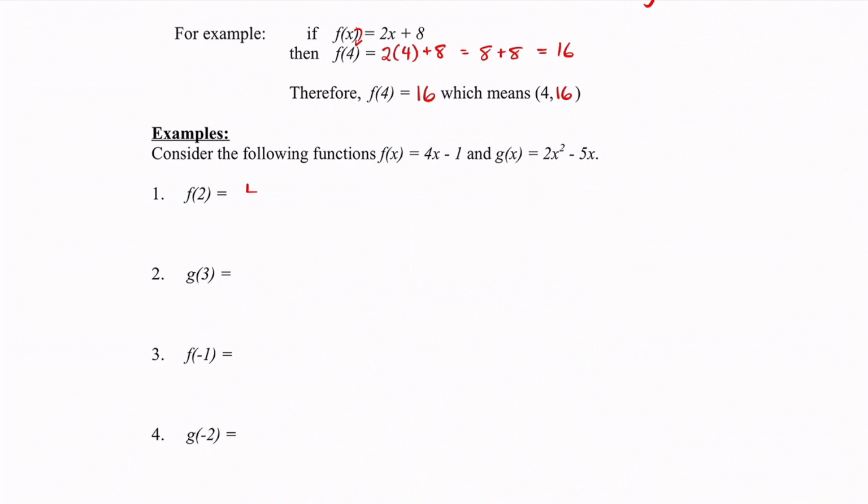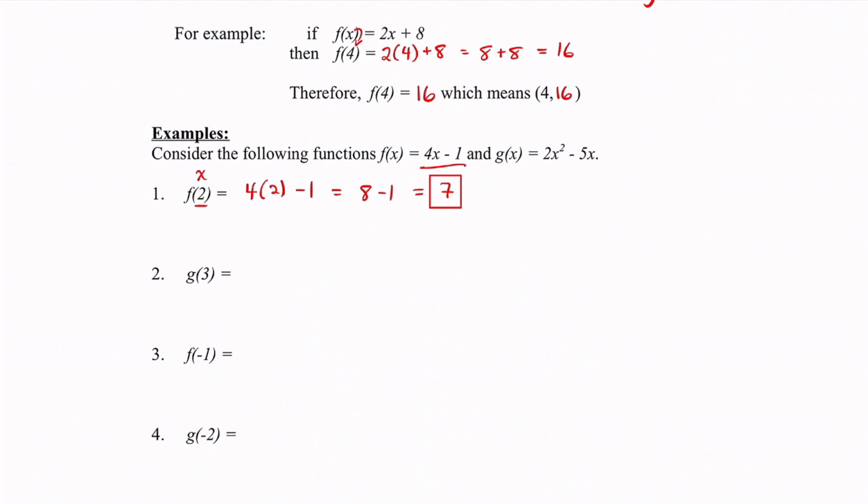It's going to be 4 times, and then x is changing into a 2, right? That is the x. So it's going to be 4 times 2 minus 1. I'm just getting that from here, 4 times x minus 1. So 4 times 2 minus 1, that's going to give me 8, and then minus that 1, I'm going to get 7.